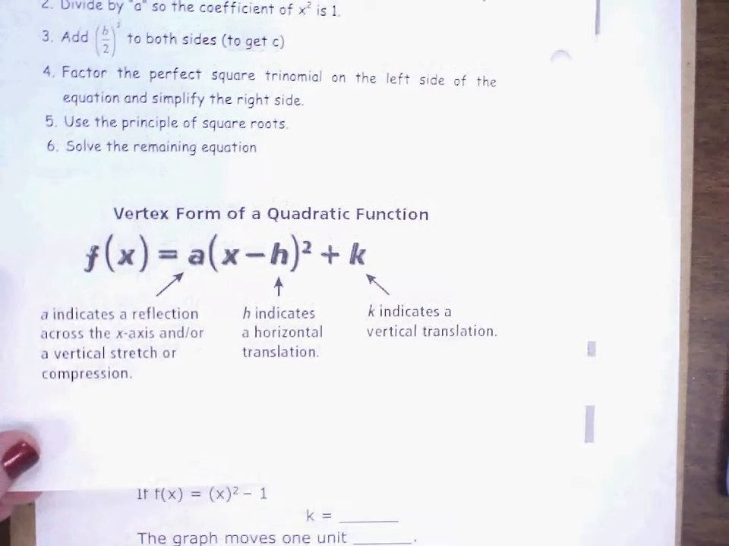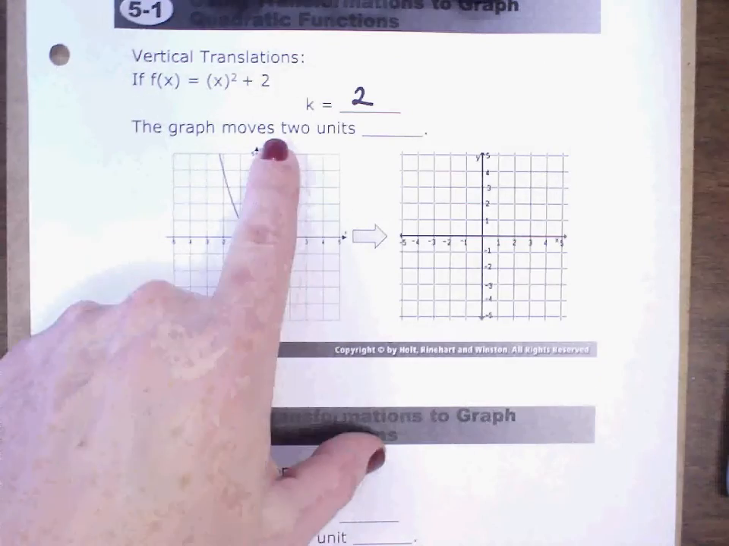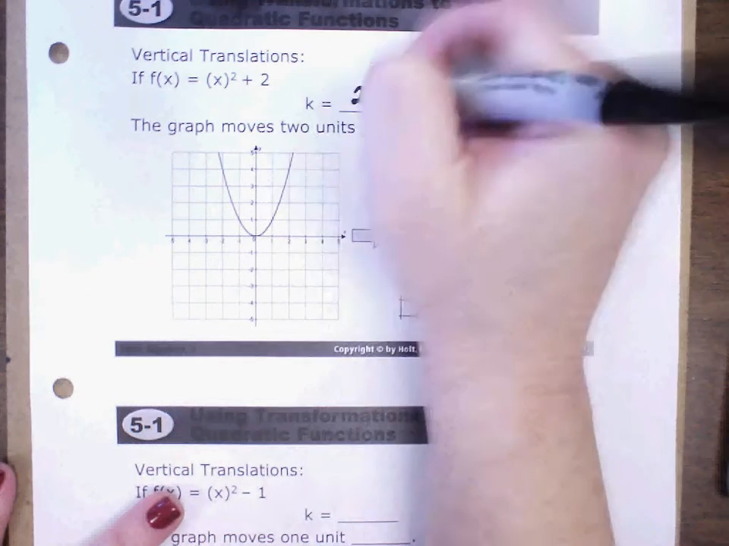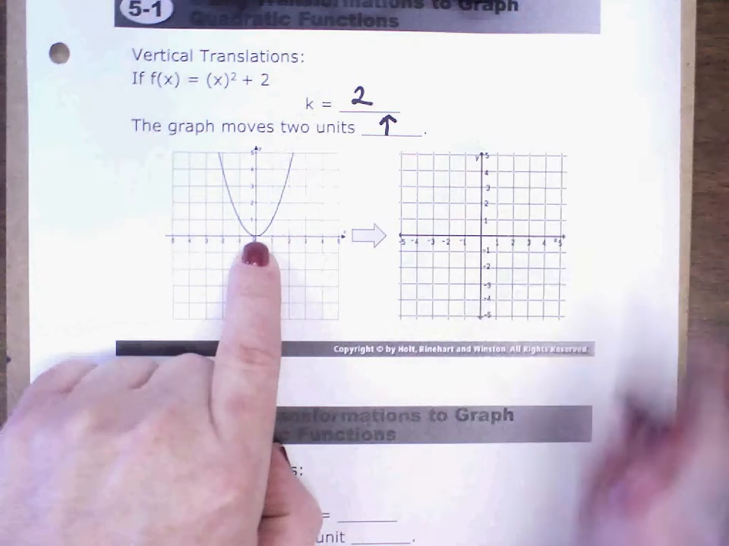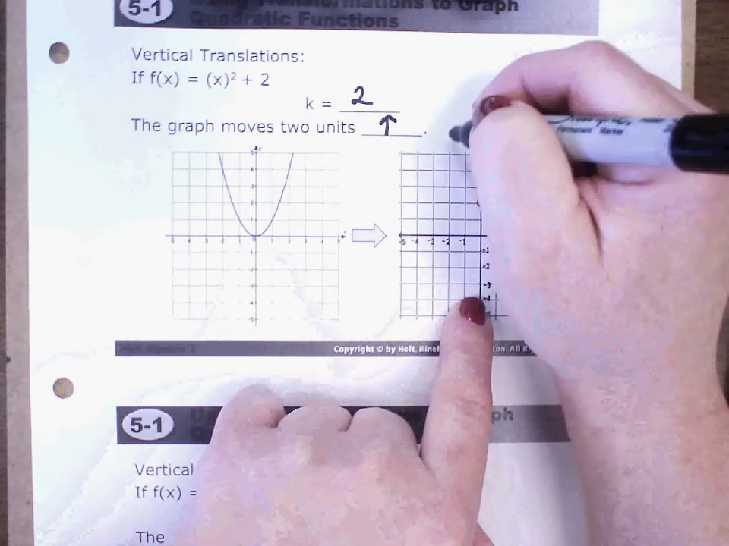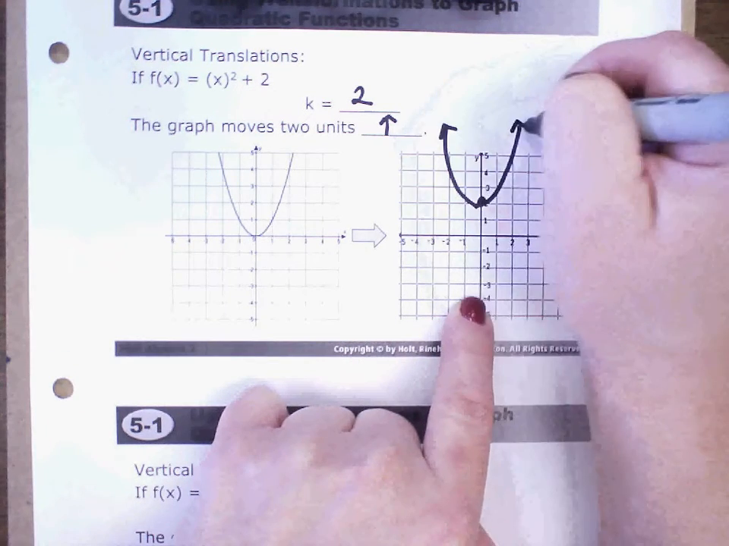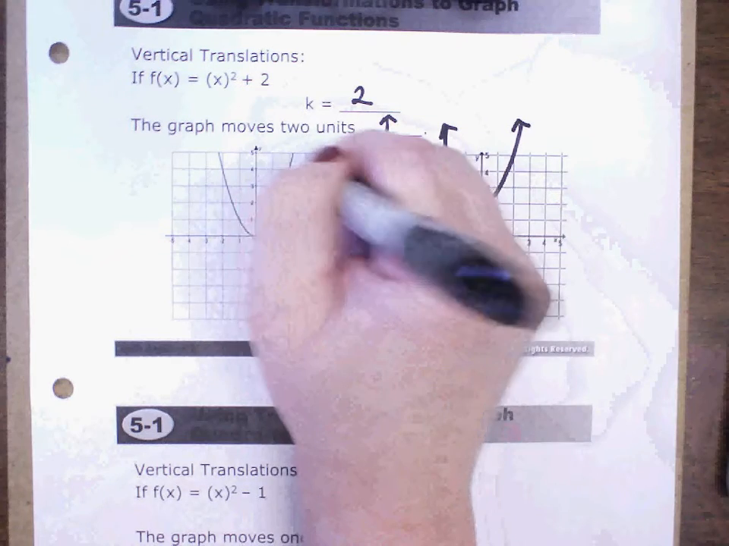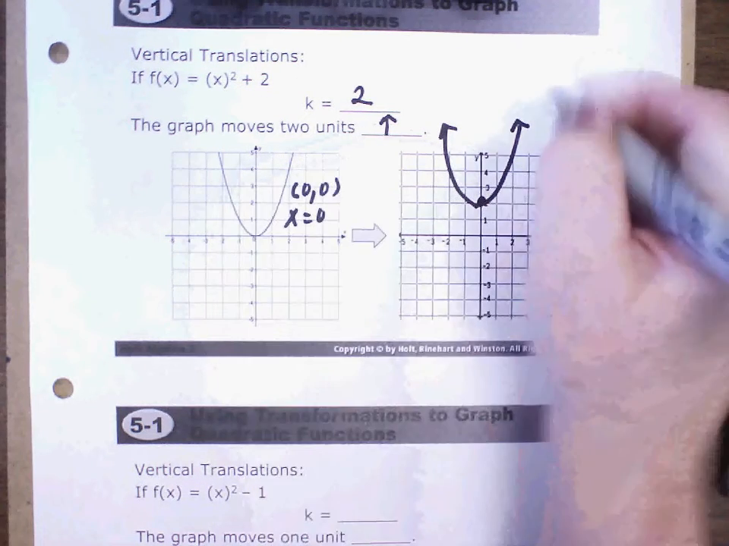Okay? So if this is the one that changes it vertically, this change will be up and down. So how is this moving? 2 units what? 2 units up. Very good. So instead of 0, 0, now it will be 0 and 2.